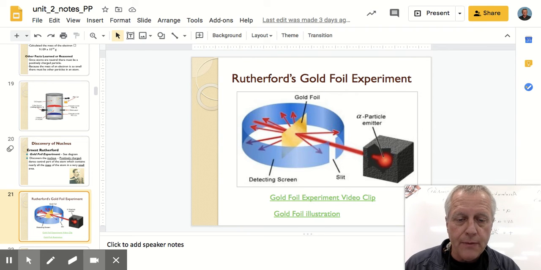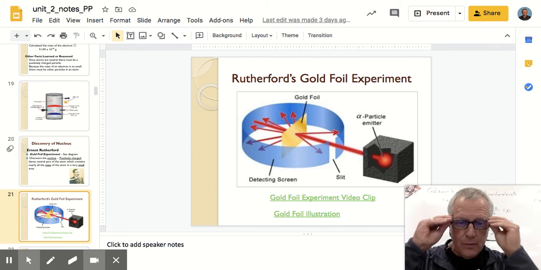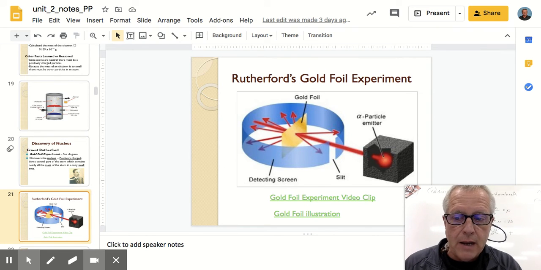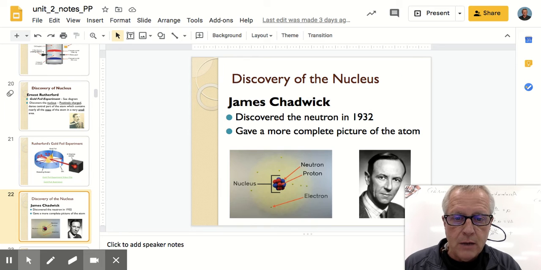He was able to shoot those particles through gold foil and then look at the patterns of deflection, and the fact that some of them just went right through. So that led to a better understanding of the atom. Take a look at those.